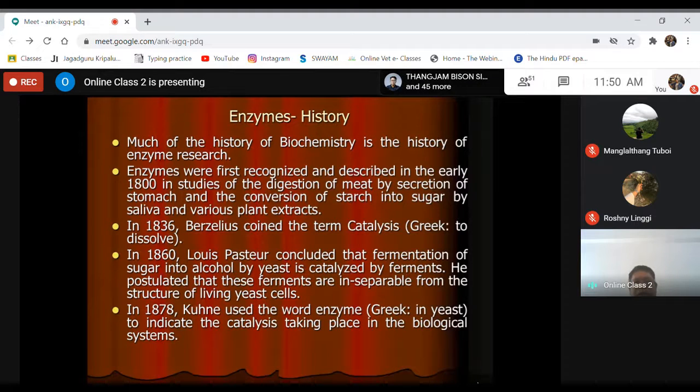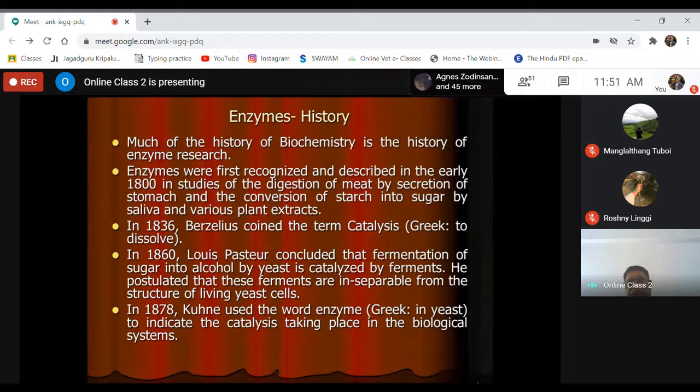So Louis Pasteur thought that the conversion of sugar to alcohol, or the formation of alcohol from sugar, is done by certain compounds which he called ferments. He postulated that these ferments are inseparable from the structure of the living cell. He felt that the material converting the sugar to alcohol should be present in the cell itself, in the cell system.